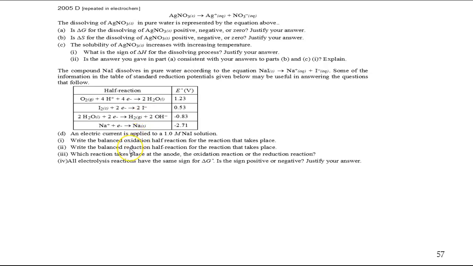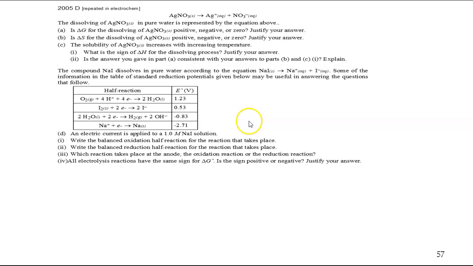Part 2, how about reduction? Well, the first thing is you would think that Na plus can gain electrons, form Na solid. That's as written, so that's negative 2.71. Not very favorable. What about water? Water can gain electrons, and in fact, that's less unfavorable. That's more favorable, so I think water will get reduced. That makes our overall reaction NaI plus H2O will turn into NaOH plus H2 plus I2.